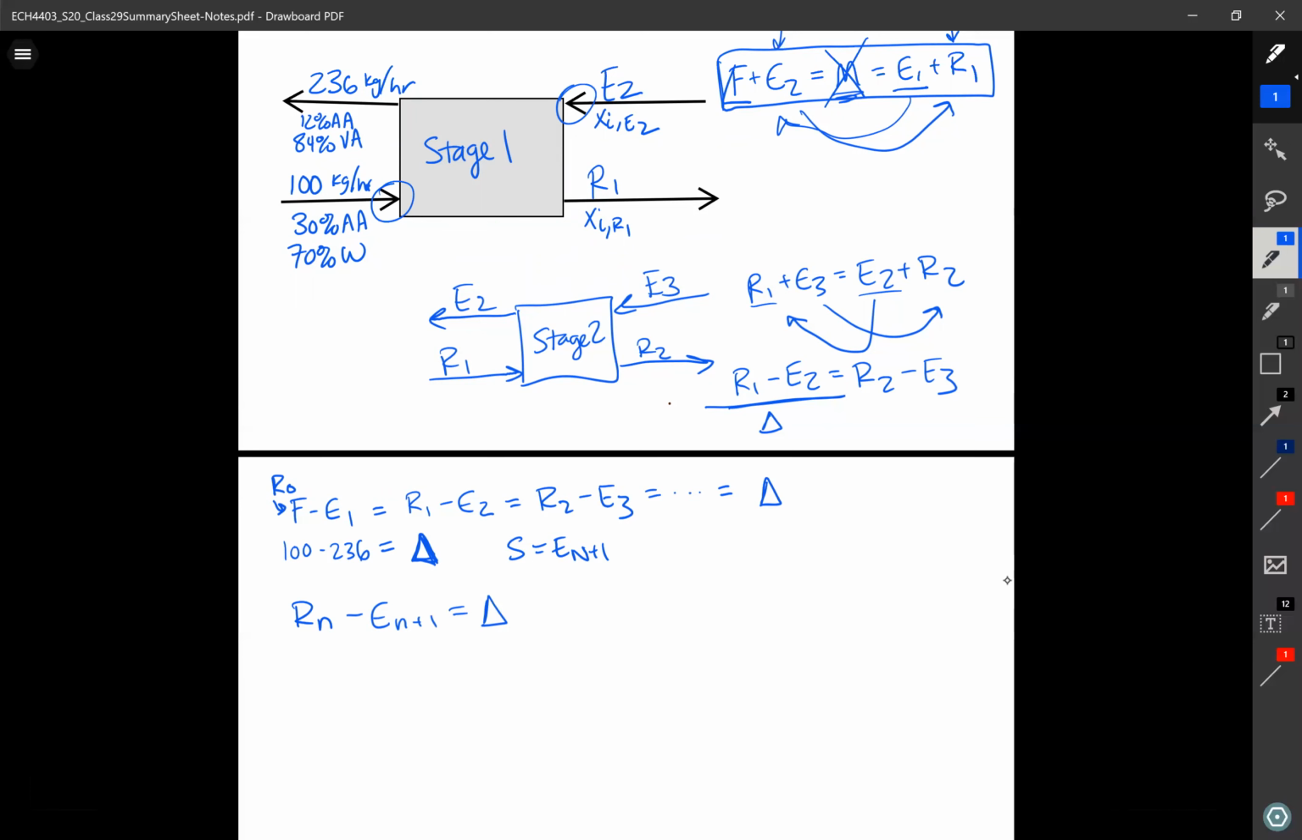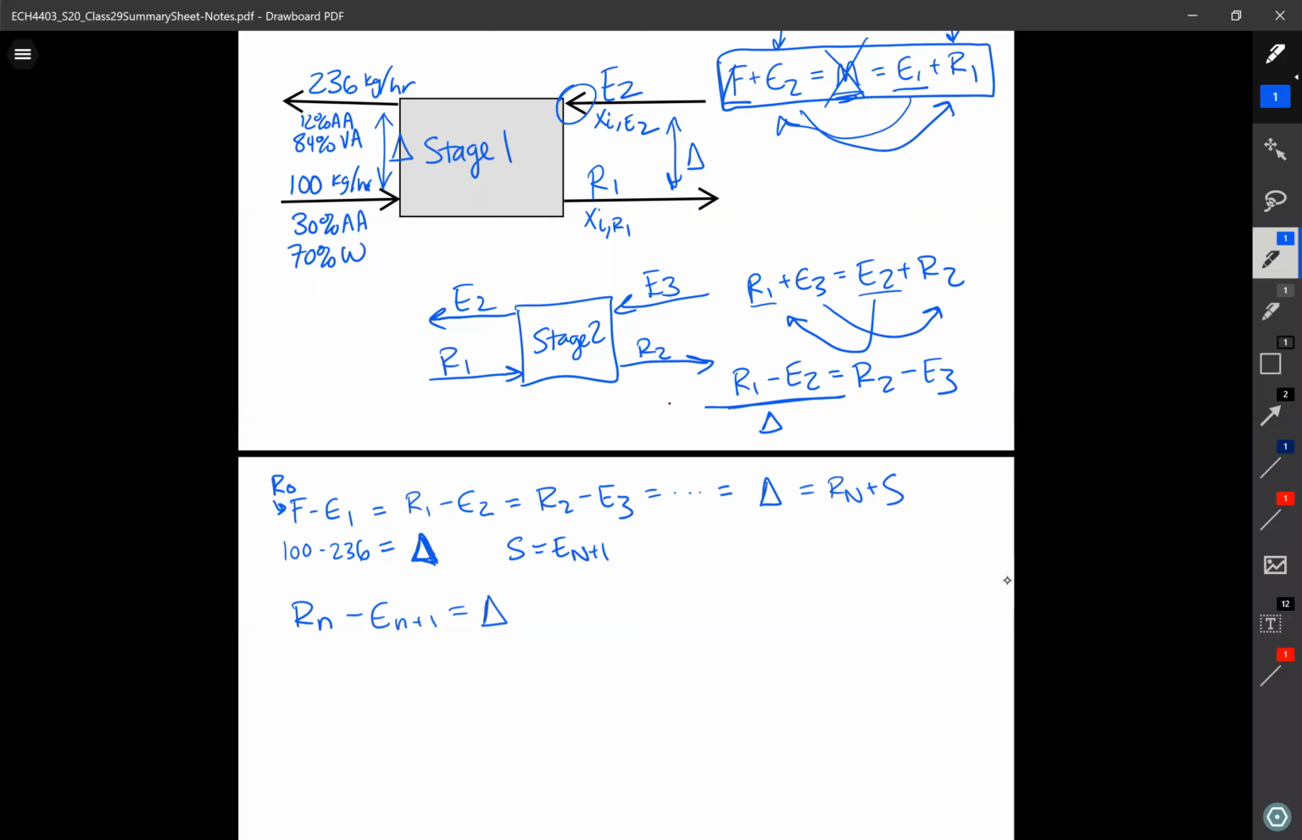But now, because I don't know both incoming streams, I only know the crossing streams, I'm saying that every pair of crossing streams in this extraction has the same difference in flow rate. You can prove that with material balance. It's equal to delta. So on the other side, I started with F minus E1 is equal to delta. On the last stage, you could say that Rn plus S is also equal to delta.